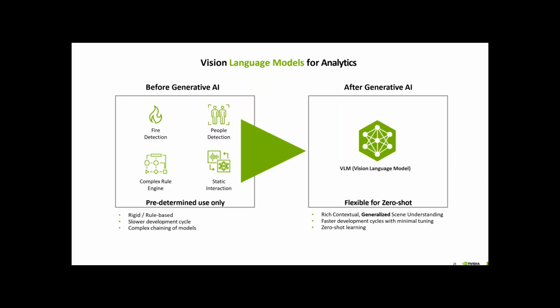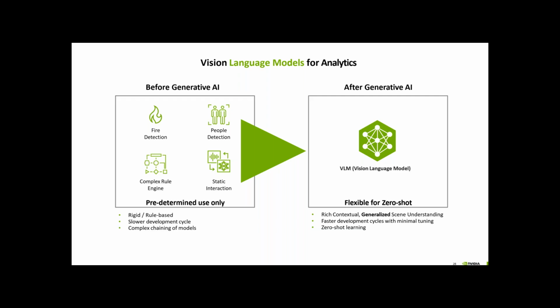So now, changing gears a bit, I wanted to talk about generative AI. Vision language models, or VLMs for short, have really changed the game for video analytics applications. Before the advent of generative AI, you would have CNNs, convolutional neural networks, that are used for predetermined use. So this model is going to detect fire, this model is going to detect people, for example. And so that was a little bit of a static interaction.